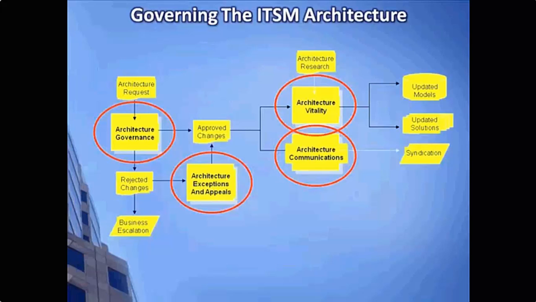Lastly, governing the IT service management architecture. There are 4 key activities that need to happen that are in the circles here: architecture governance, exceptions and appeals, vitality, and communications. You need to have a process for governing your IT service management architecture literally from day one.